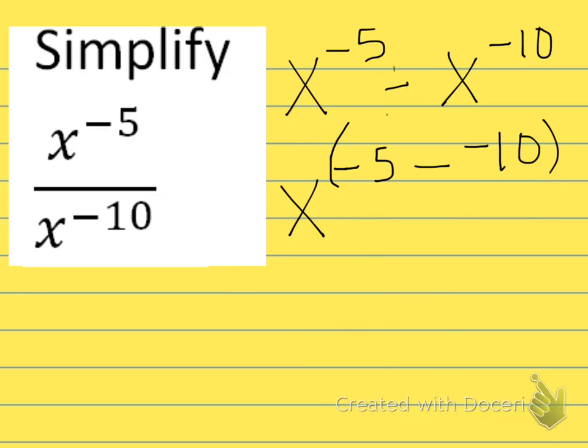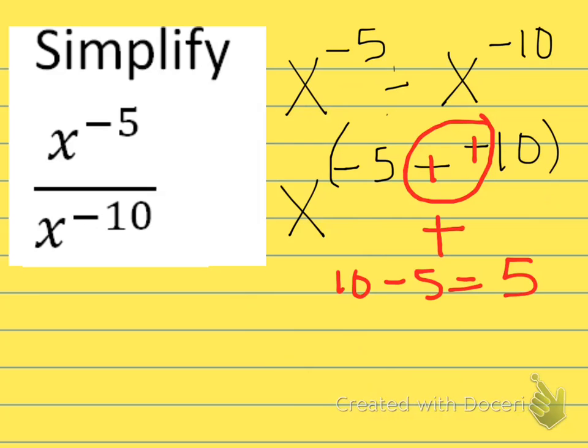Again, you have these two minus signs together. It means the opposite of negative 10. What's the opposite of negative 10? It's positive. So what you would do is pretty much change each of these numbers into a positive. And now what you have is negative 5 plus 10. If you go back to your number line or go back to your rules, it says with different signs you have to subtract, and you take the sign of the higher number. So 10 minus 5 is 5. So your answer is just x to the positive 5th power.